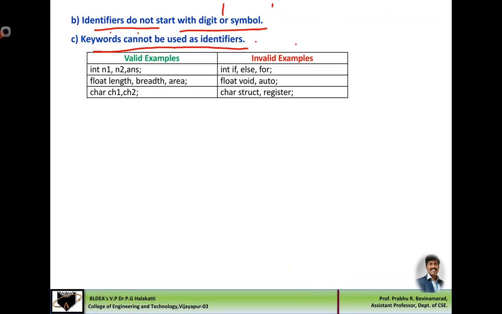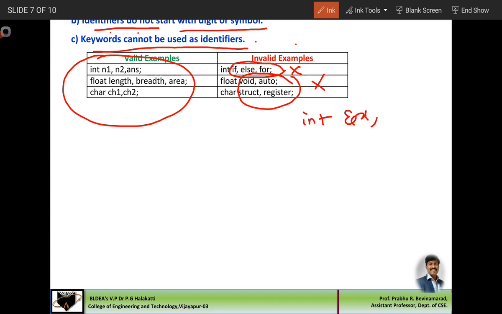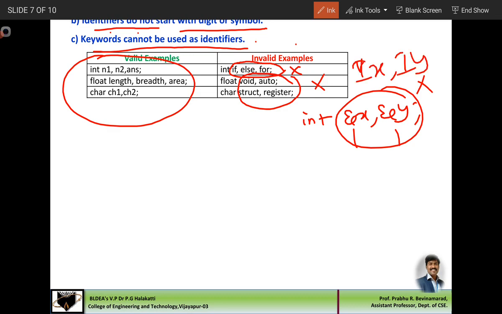Now let us look at a few examples here. These names start with a keyword, so all are invalid. And these are valid variable names. Say for example, if we declare int &x, &y, these two are invalid variable names, because they start with a symbol other than the underscore. And if they start with, say, 1x and 1y, these two are invalid variable names.